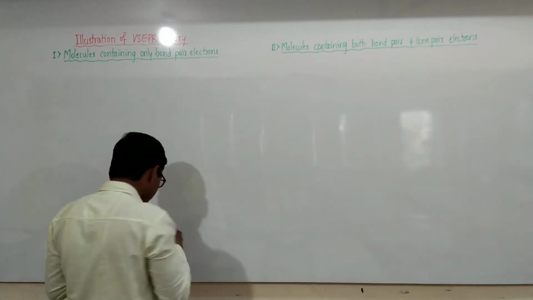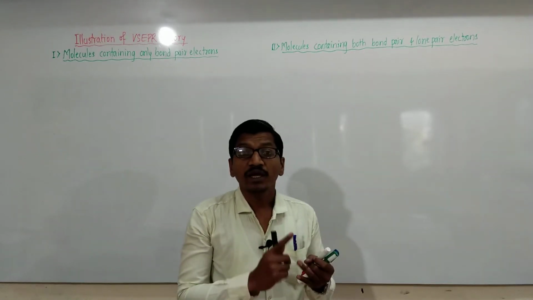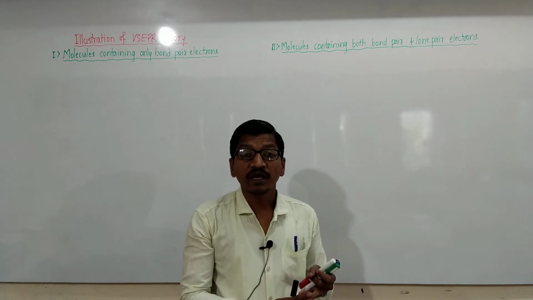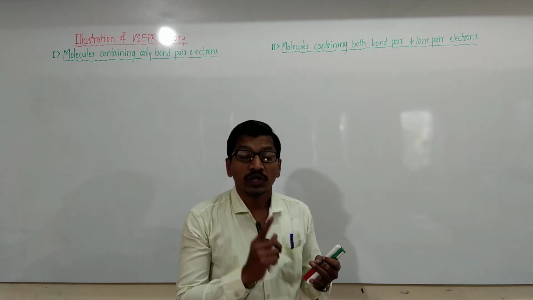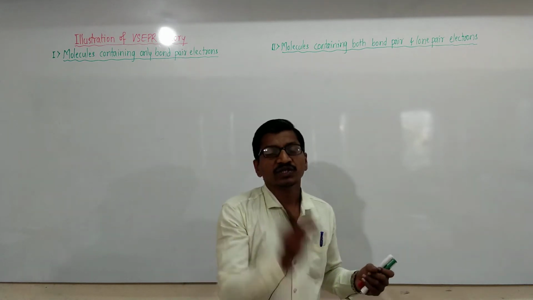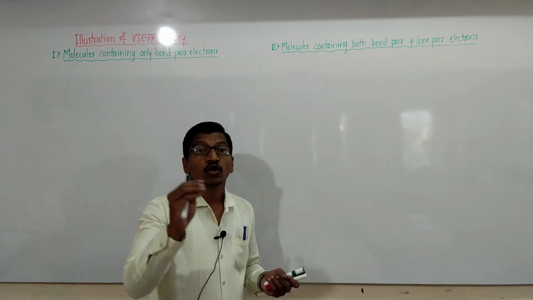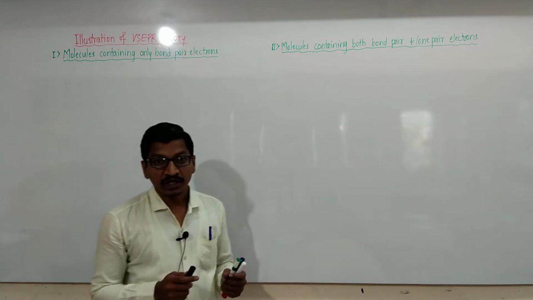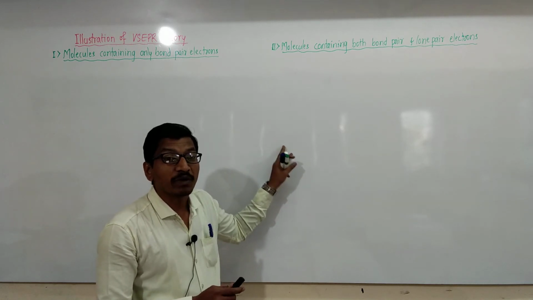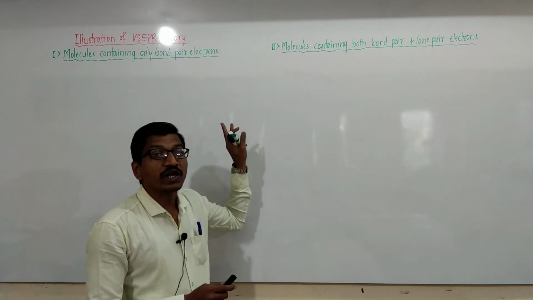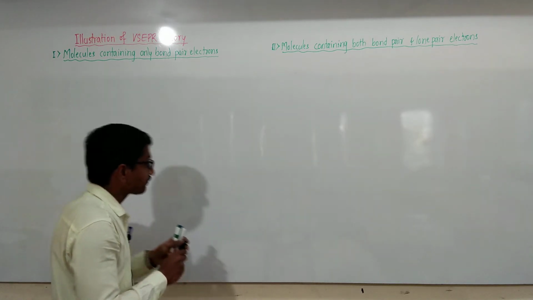First, let us consider, in the previous class we discussed AB2 type, AB3 type, AB2L, AB4, AB3L, AB2L2, AB5, like this. There are 14 different types of molecules discussed, and their molecular geometry as well as shape. Today we will illustrate the valence shell electron pair repulsion theory for molecules containing only bond pairs and both lone pairs as well as bond pairs.